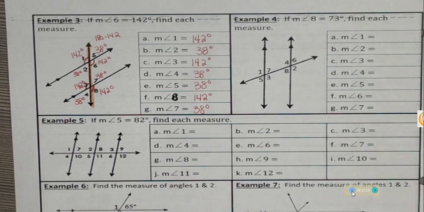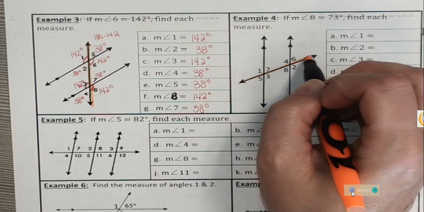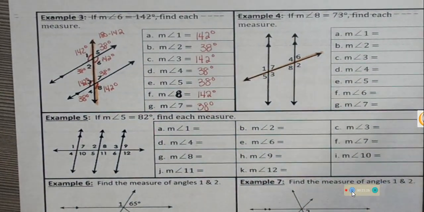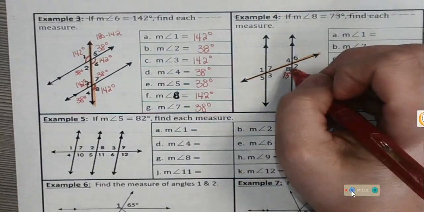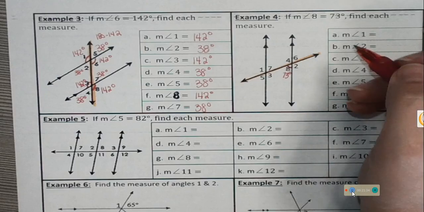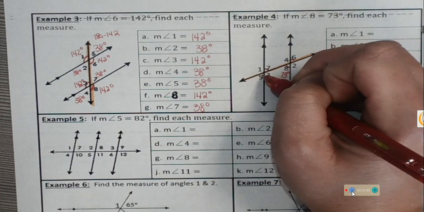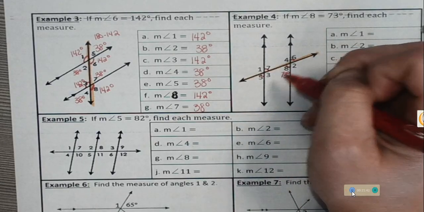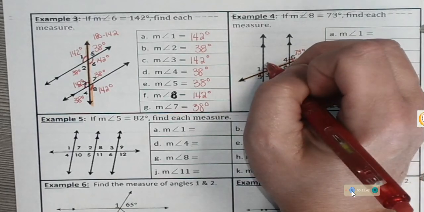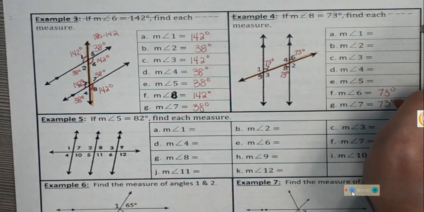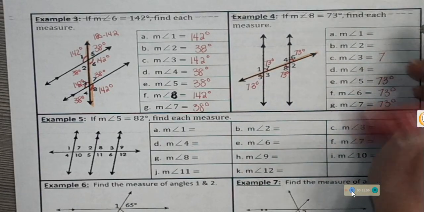All right, so look at number 7. These are your parallel lines. Here is your transversal. So I'm going to color my transversal orange. If I'm told angle 8 is 73 degrees, what is congruent to angle 8? It would be angle 6. So I'm going to zigzag down that line. Zigzag, zigzag. So if 8 is 73, 6 is 73. If 8 is 73, 7 is 73 degrees. And if 7 is 73, 5 is 73 degrees.